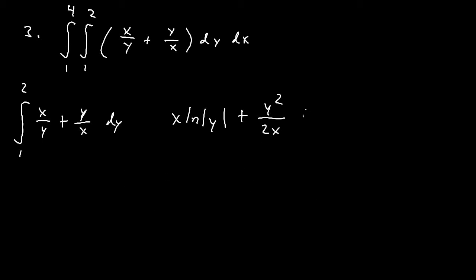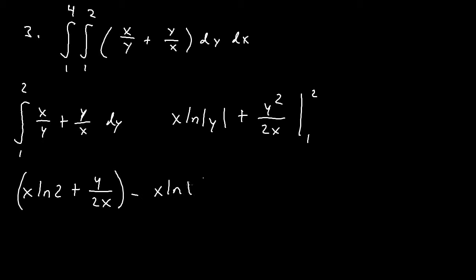And so we're going to go ahead and evaluate that from 1 to 2. And remember, we are integrating with respect to y, so these are going to be the y bounds. So I'm going to plug these values in for y. Now if I plug in 2 for y, we'll get x times the natural log of 2 plus 2 squared, which is 4, over 2x. And then minus, when I plug in 1, I'll get x times the natural log of 1. Now remember, the natural log of 1 is 0, so that cancels. And we get plus 1 squared, which is 1, over 2x.